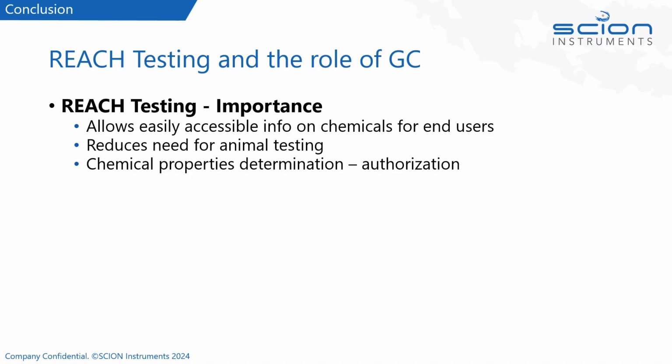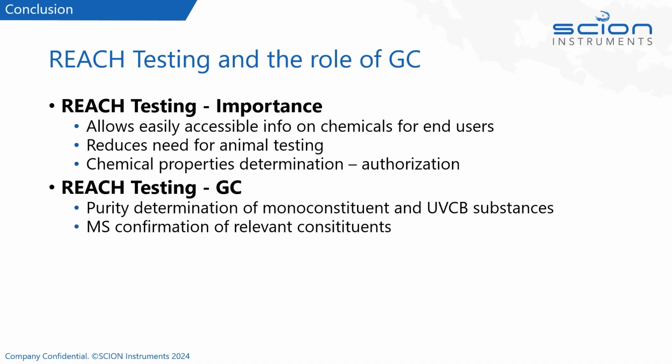So the main use for gas chromatography in REACH testing is for the purity determination, both for monoconstituent and for UVCB substances, and then obviously we can use MS to confirm the identity of the relevant constituents, so anything greater than 1% in a monoconstituent substance and anything greater than 10% in a UVCB substance.